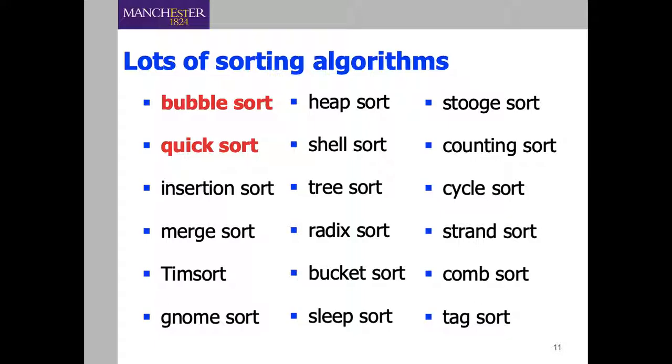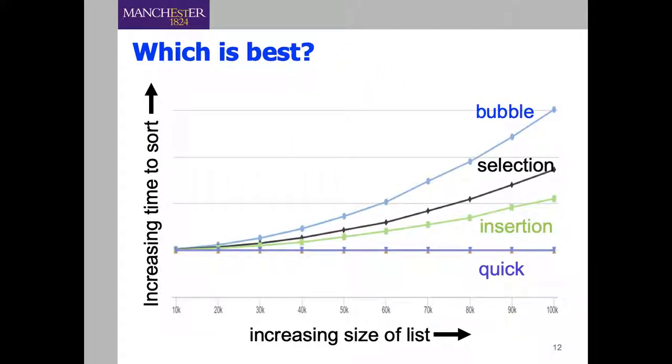Let's go back to our big list of sorting algorithms. The obvious question that we need to ask, and I'm sure it's been on your mind already, is which is the best one? A difficult question to answer. Here's a simple visualization of just 4 of them, the 2 that we've just looked at, and I've chosen 2 other ones, selection sort and insertion sort. Details don't matter. The x-axis is the size of the list of things that we're trying to sort, getting bigger and bigger. The y-axis is how long the sorting operation takes. And you can see bubble sort, as the list gets bigger, the sorting time goes up quite quickly.